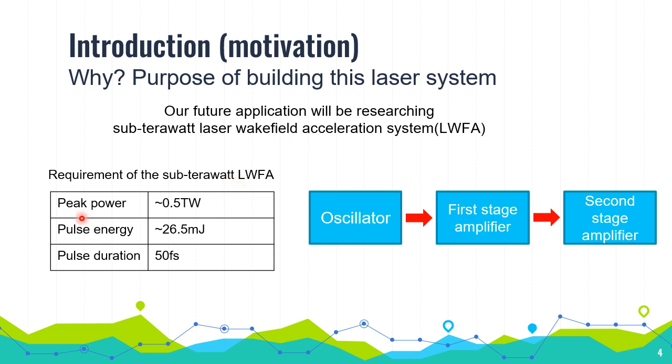So we need a laser whose peak power will be around 0.5 terawatts, with a pulse energy of 26.5 millijoules and a pulse duration of about 50 femtoseconds. And we'll need an oscillator to generate our initial seed light, and then it will go to our first stage amplifier and then to our second stage amplifier.